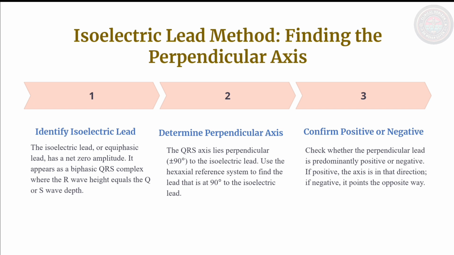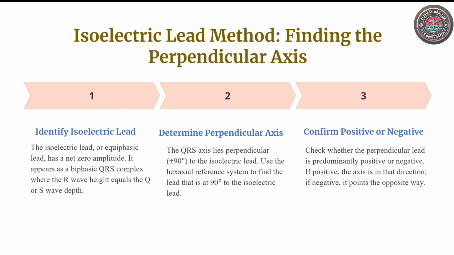Clinical significance of the quadrant method. The quadrant method is quick, efficient, and widely used in emergency and clinical settings. It is the first step in identifying abnormal axis deviations, but for more precise determination, additional methods such as the isoelectric lead method should be used.